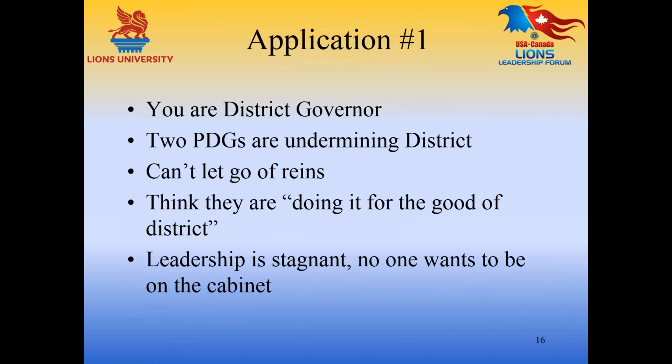Let's take a look at application one, and let's imagine that you are the district governor, and for several years, two past district governors have been undermining the sitting district governor. They just can't seem to let go of the reins. They think they are doing this for the, quote, good of the district, unquote. But in reality, many Lions are not wanting to move up to cabinet posts due to the situation, and it's also been making it very difficult for you as the district governor. So how can you use some of the diplomacy concepts and ideas that we've talked about here tonight to come to some kind of solution? Let me hear your thoughts. Share with everybody, please.